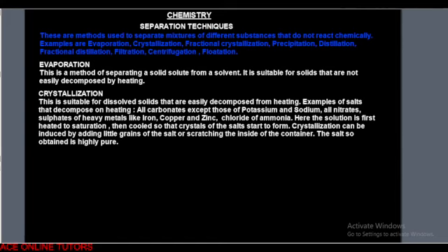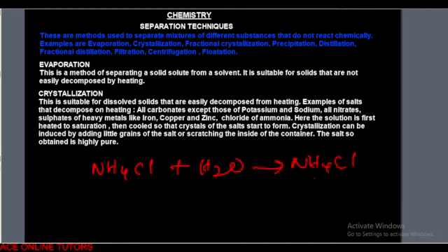Now, here the solution is first heated to saturation. So how do you use crystallization? How you use crystallization is that when you already have that salt in solution, let's say we have ammonium chloride, since this is not stable to heat, it is in water. So you are going to have ammonium chloride solution. Now, how do we get back our ammonium chloride? That's the issue. So we check, is ammonium chloride stable to heat? If it is stable to heat, we use evaporation. If it is not stable to heat, we use crystallization.